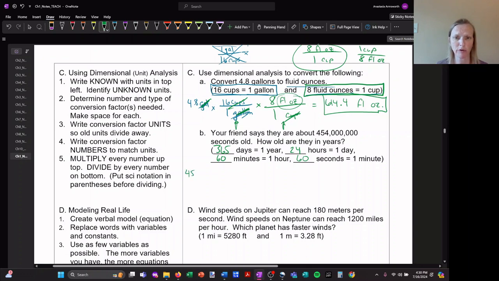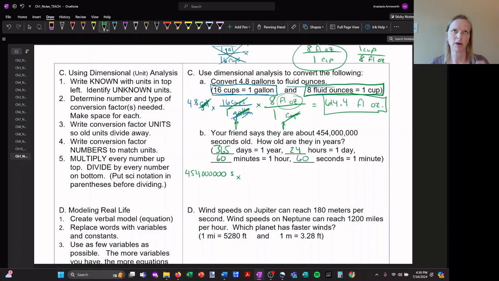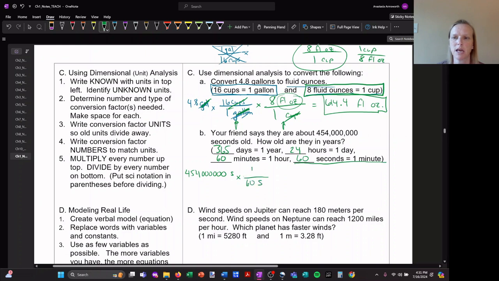So if I take that 454 million number, and those are seconds, I can come up with some conversion factors to get rid of seconds. And I can't go to years in one step because I don't know how many seconds are in a year, but I can use a series of conversion factors to convert to years. So I'm going to get rid of seconds and go to minutes because I've got a conversion factor that will do that for me. There are 60 seconds in 1 minute.